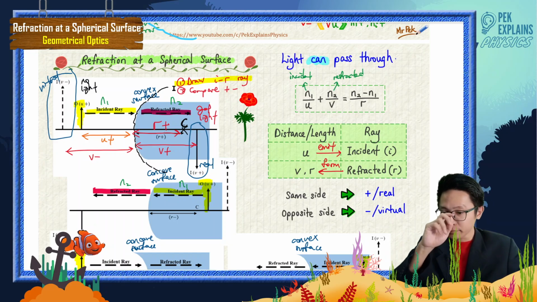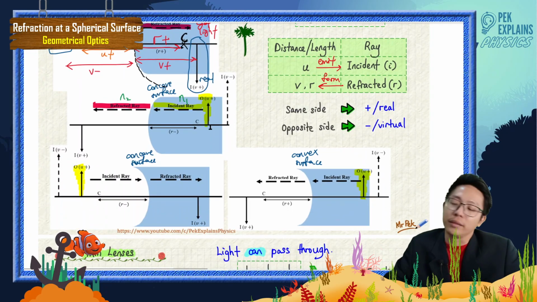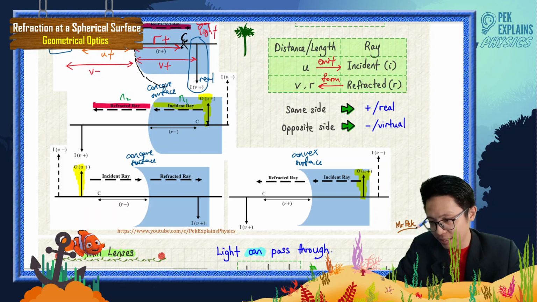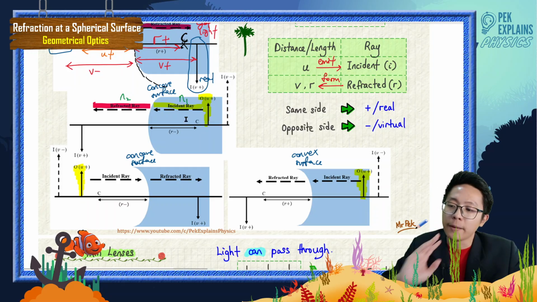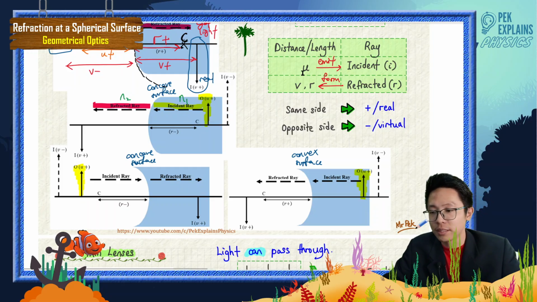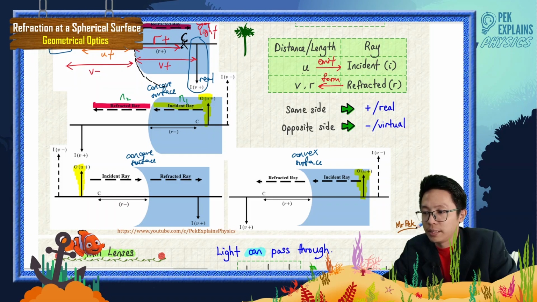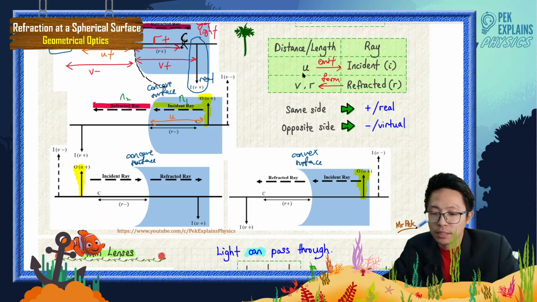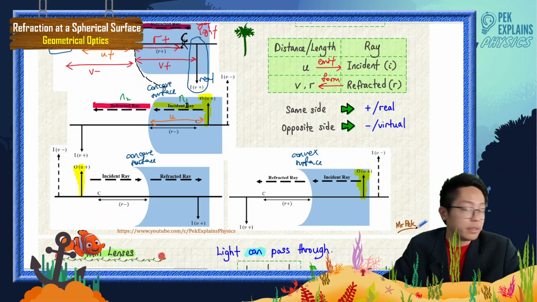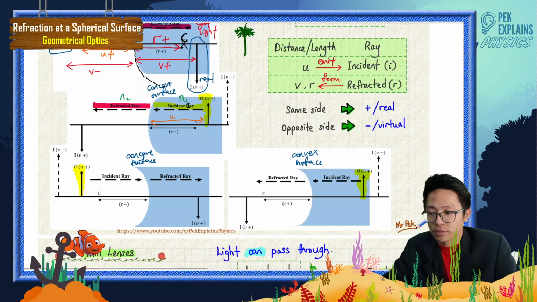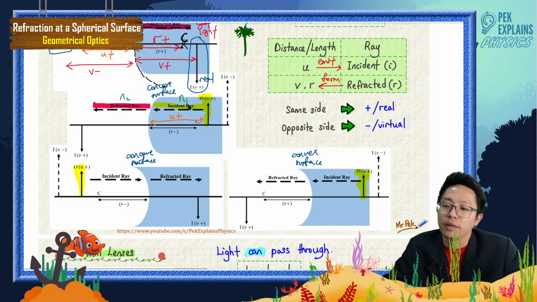Understand or not? Okay, so look at this one. If the object is inside the glass, I also draw the incident ray and refracted ray. Remember this is N1 and this is N2. N1 is for the incident ray, N2 is for the refracted ray. So now what is the object distance? The object distance is over here, isn't it? So this u is on the same side as the incident ray, so it is positive.